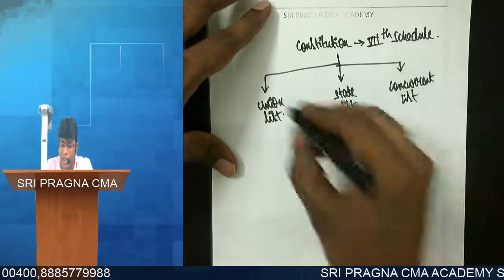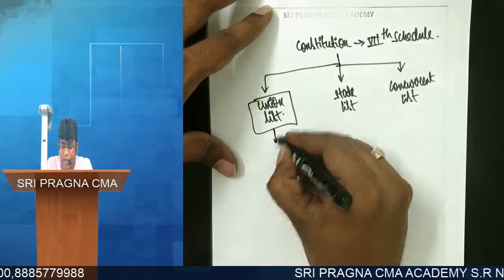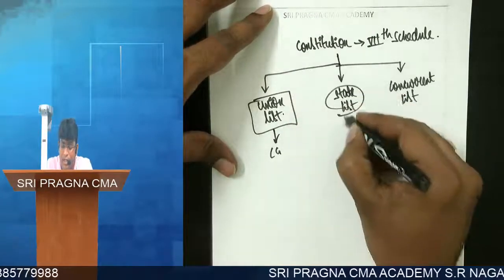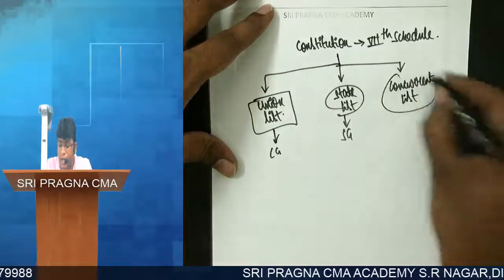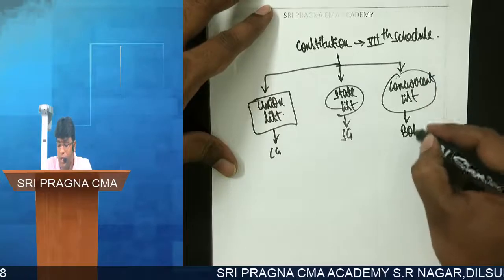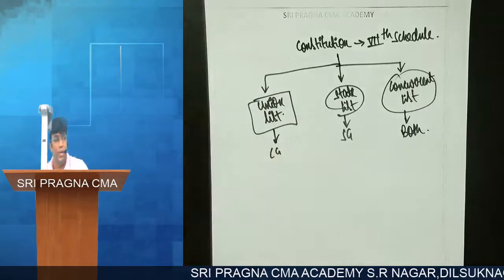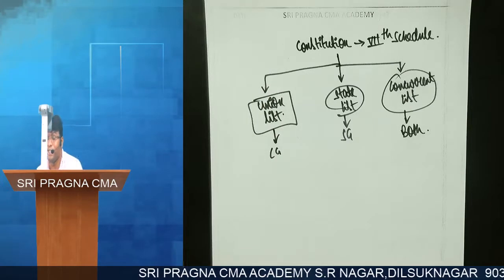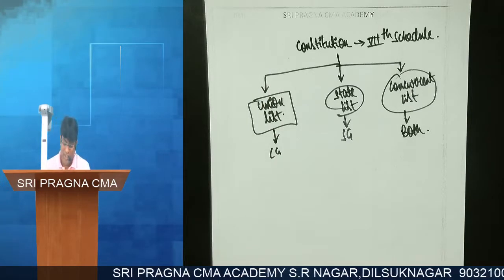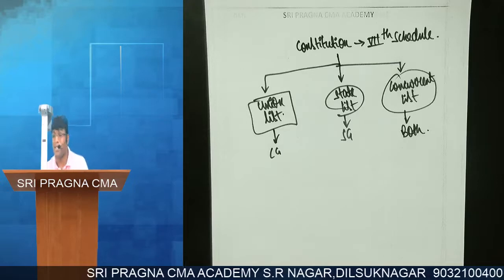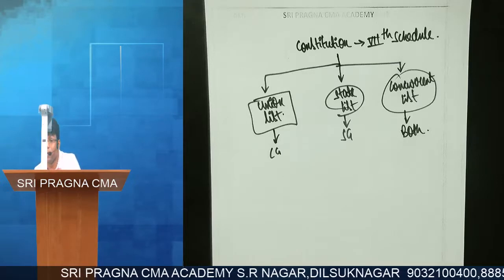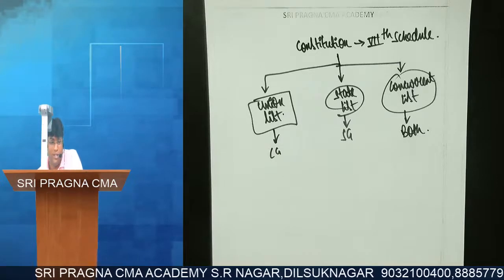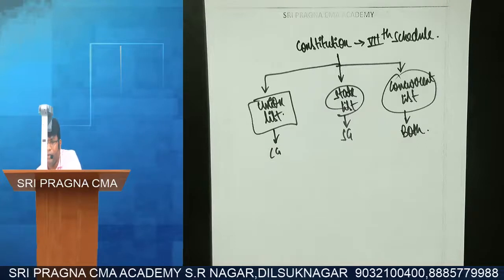The union list contains those matters where power is with the central government. State list, the state government. Concurrent list, both. But one point to be noted always, I already told you, prior to GST, there was never a tax in India levied by the central and state together. For the first time in the history of India, a tax has come which is levied by the central and state together. That is GST. Are we clear with that point, everybody?